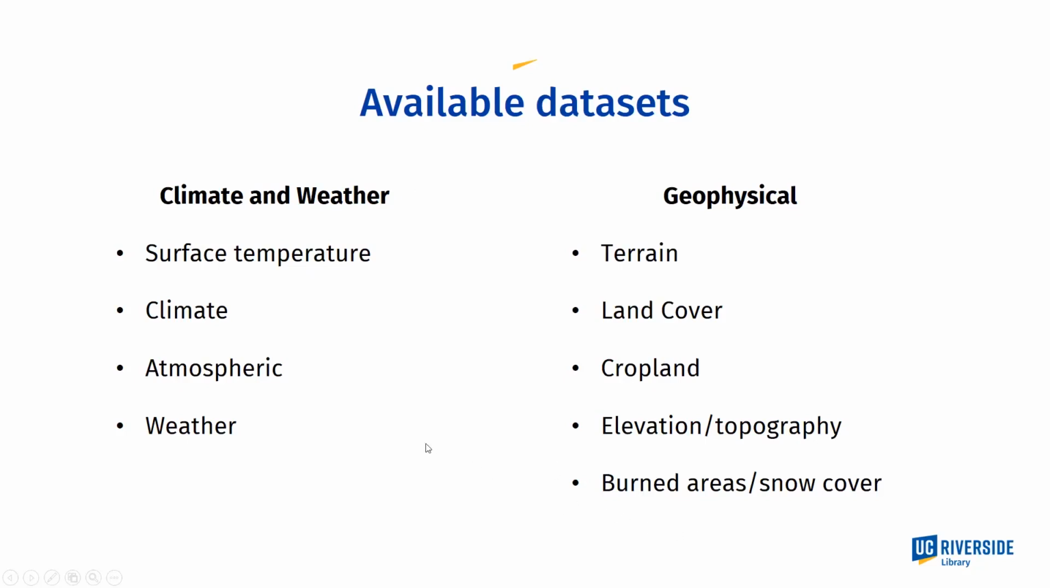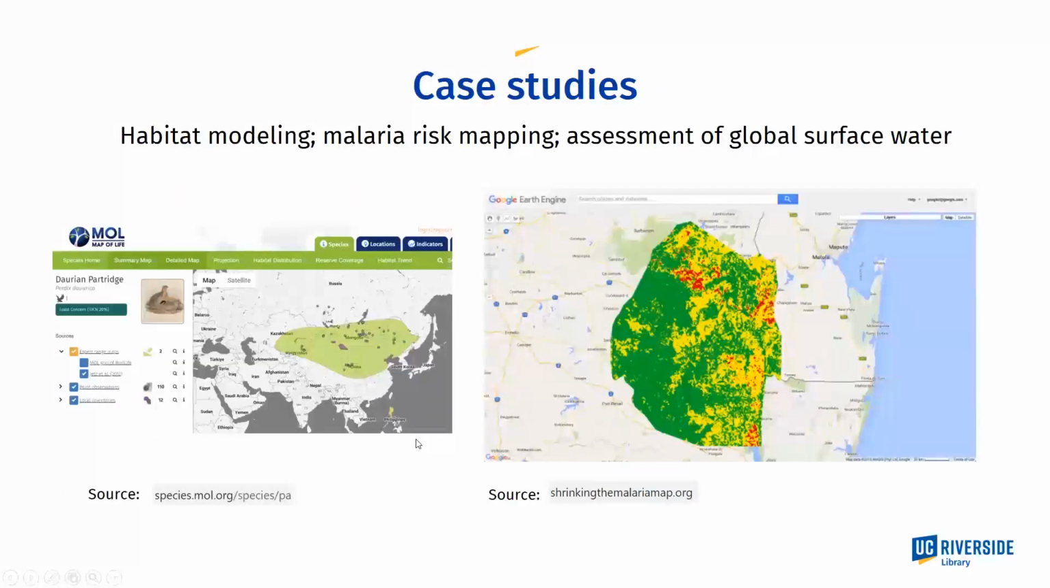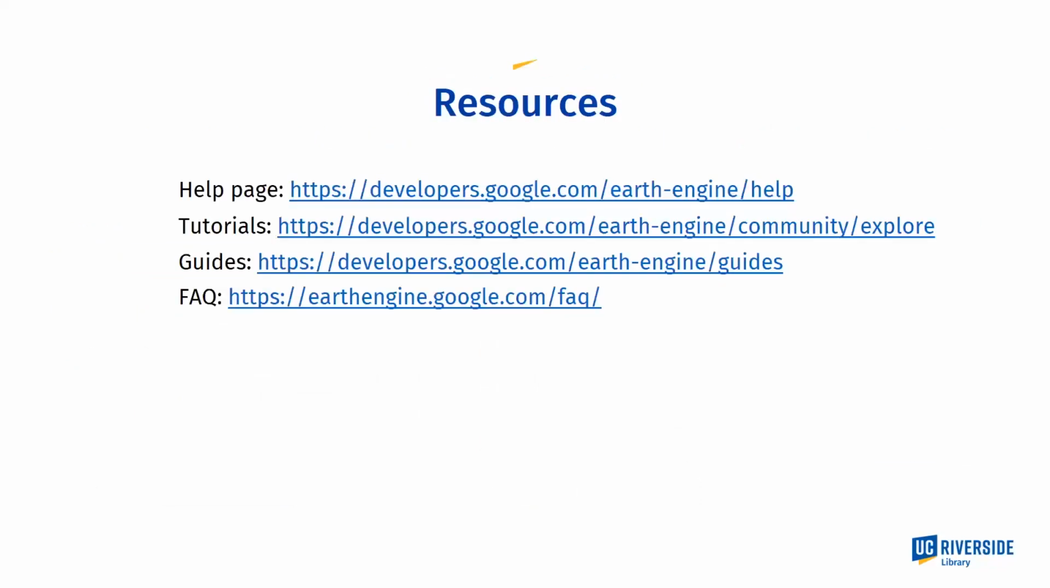So as you could probably guess from the types of information that's available here, the use cases have involved things like habitat modeling, risk of malaria, assessing the global surface water, certainly things like assessing fires and ice caps melting, and all kinds of things. So really great tool for this kind of research that's at a continental to global scale, I would say. And here are some resources available for you to get a feel for how to use Google Earth Engine.